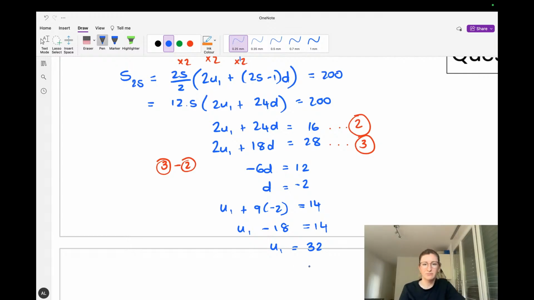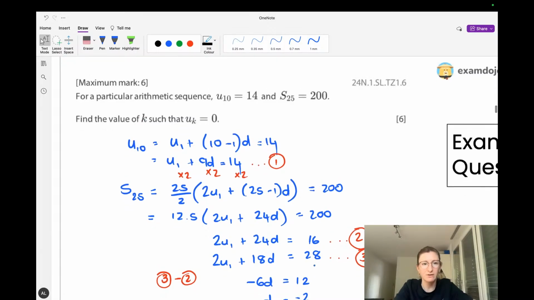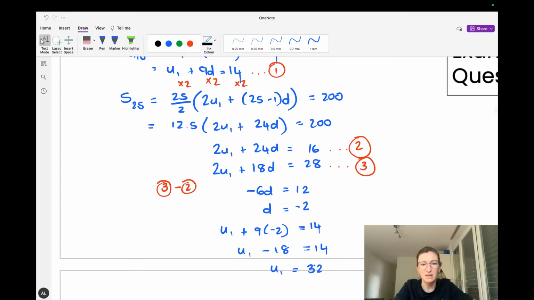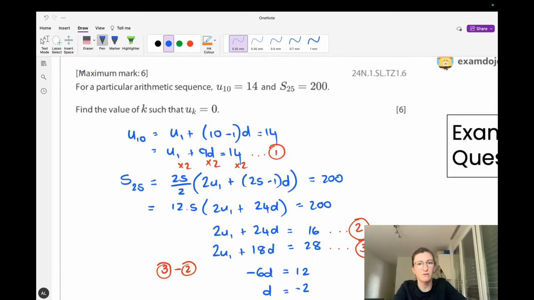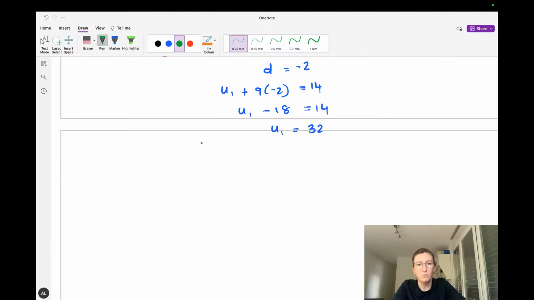And yeah, positive. And there we go. So it's quite often that, oh no, we haven't finished. Sorry, we found the values of d and u1, but we need to find the value of k such that uk equals 0. So let me quickly write this now that I've found my u1 and my d into my general term. So I have u1 plus n minus 1 d.